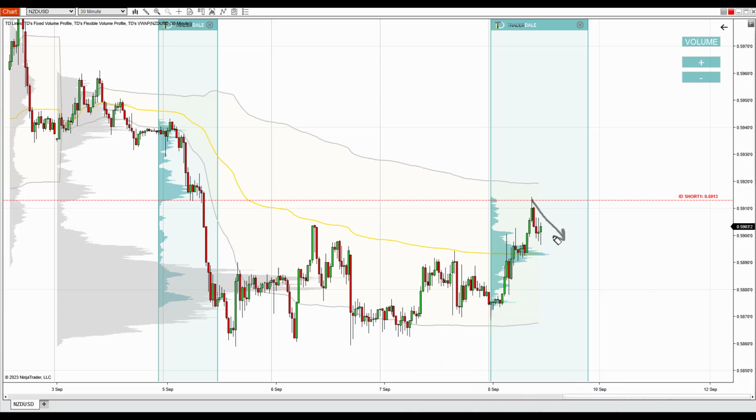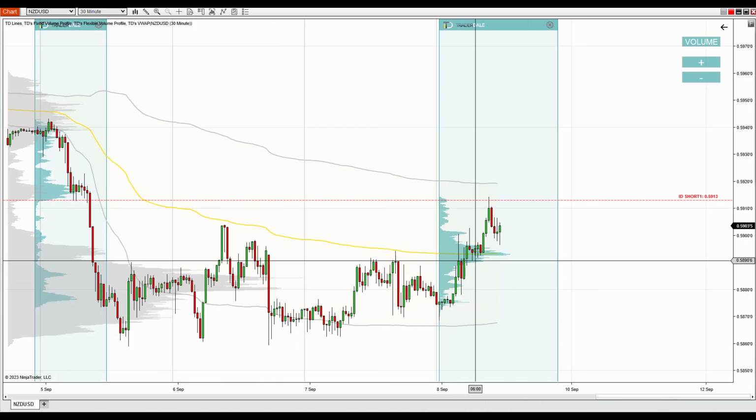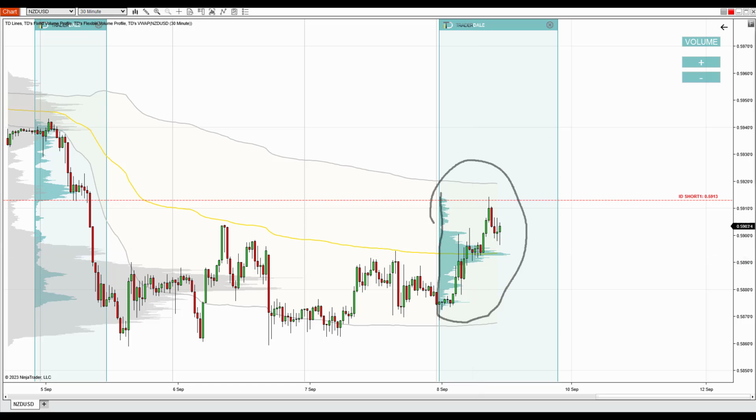but what I want to talk about here and focus on is the take profit. As you can see, I have my volume profile over this area. And for this trade, I use volume profile to determine where to quit the trade.